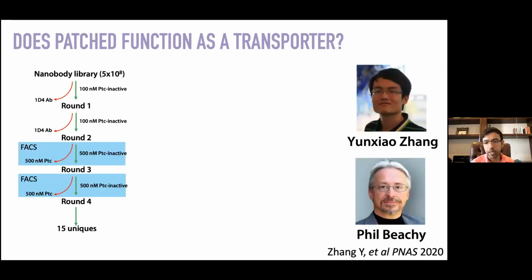Okay, so this is a project led by Yunxiao Zhang in Phil Beachy's lab. And what Yunxiao ended up doing is using our nanobody library to find nanobodies that would bind to Patched in only a specific conformation. He started with our nanobody library, and he identified a mutant version of Patched that was locked in a completely inactive state, so that was incapable of doing whatever its putative function is. And over multiple rounds of selection, he identified nanobodies that were selective to this mutant form of Patched over the wild type form of Patched. I ended up with about 15 clones, but I'll tell you about one of them today.